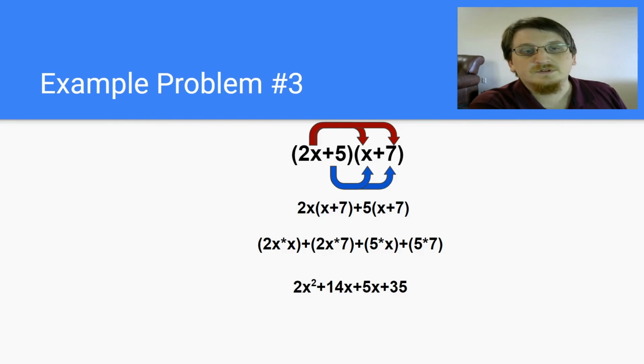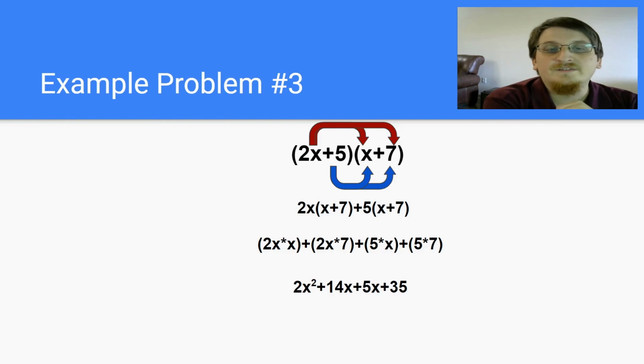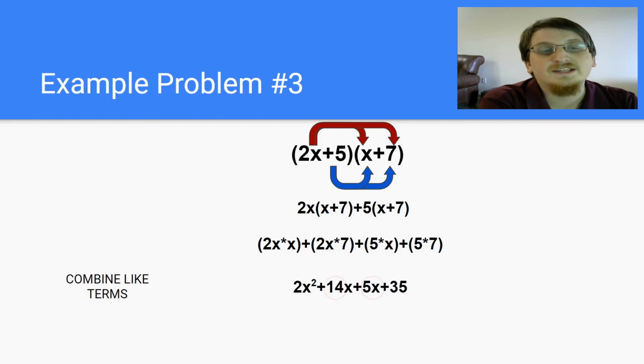Okay, so now we have 2x squared plus 14x plus 5x plus 35. Notice our answers. We multiplied the numbers. Is it our final answer? No. We need to combine like terms. And this gives us our final answer of 2x squared plus 19x plus 35.